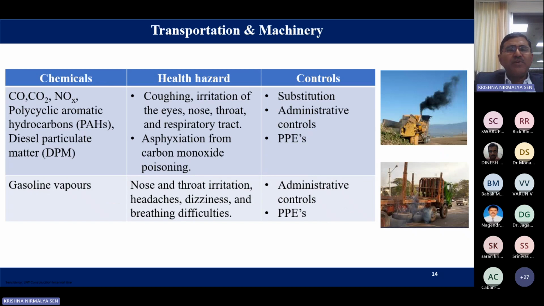Transportation and machinery: a large number of equipment and machines are used in construction, particularly in major projects. Depending on the project type, whether a tunnel project, hydroelectric project or metro project, there could sometimes be exposure to those chemicals because of lack of ventilation and lack of air change. The number of air changes per hour can vary, leading to various health issues. Similarly, gasoline can also be problematic. And control is basically mostly administrative control and personal protective equipment.